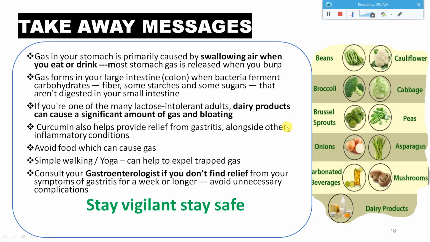So coming to the takeaway messages, we have seen how gastritis issues basically arise. When you eat food, you will be consuming air also while eating. This in turn leads to gas problems. If it is released from your body with burps and things like that, then the chances of these gastritis issues will be much less. So as much as possible, try to avoid the foods which are leading to gas. That will in turn help you.